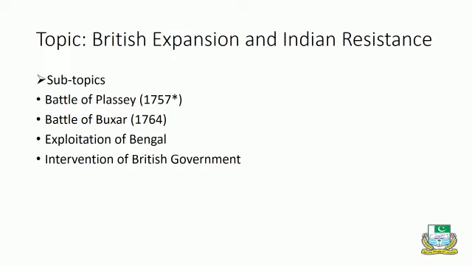Our today's topic is British expansion and Indian resistance from 1750s to 1850s. How did the British expand their rule in India? To know more about that in detail, we need to discuss the following events. The Battle of Palasi in 1756, the Battle of Buxar in 1764, and exploitation of Bengal by the East India Company, then the intervention of the British government to stop or control East India Company from this mismanagement, corruption and anarchy in India.